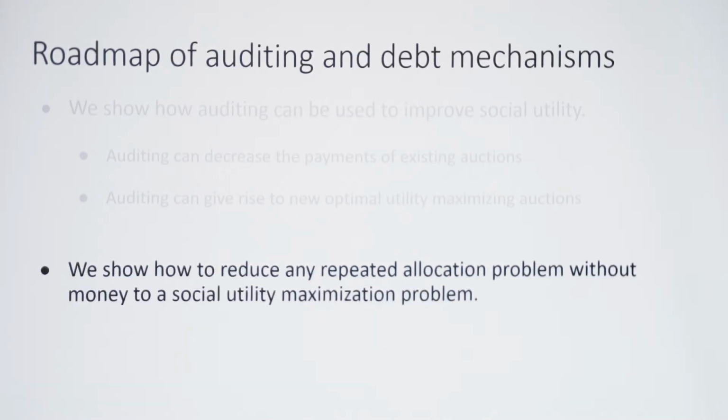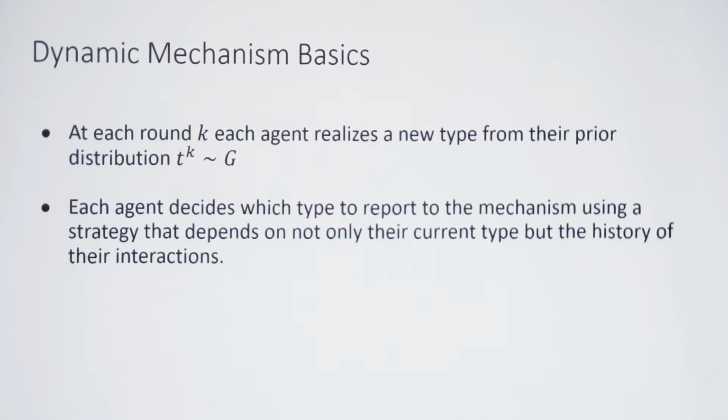So now that we've seen how auditing can give us large gains in a utility maximization problem, let's focus on how this reduction works from the repeated allocation problem without money to the social utility maximization problem. And we're going to do this using dynamic mechanism design. So dynamic mechanisms are just mechanisms which don't consider a single interaction with an agent, but a series of interactions over time. And let's introduce a bit of basics.